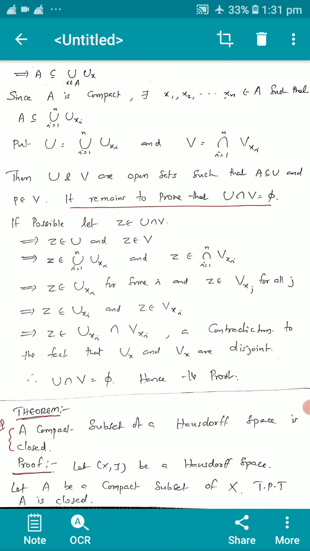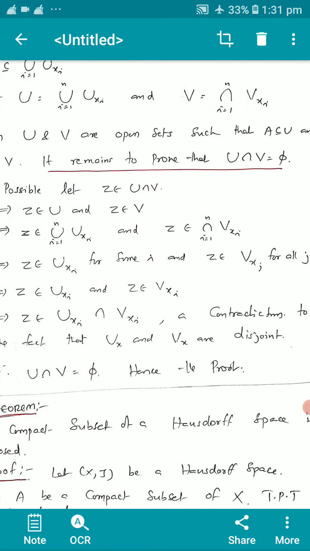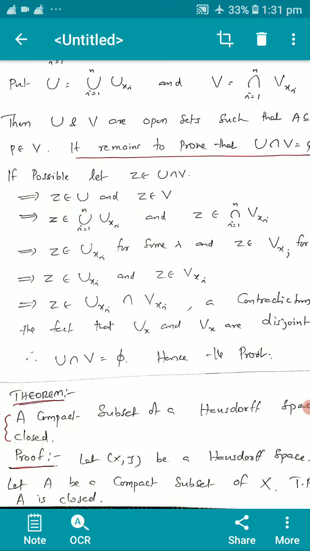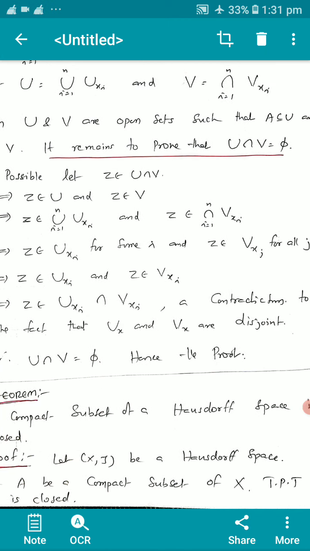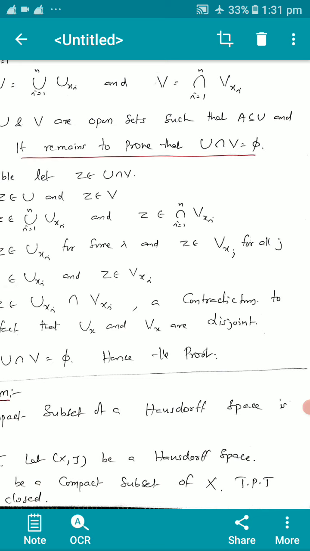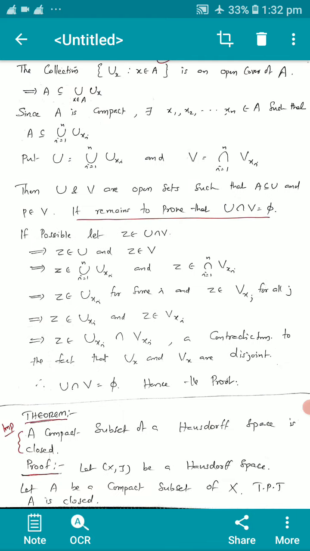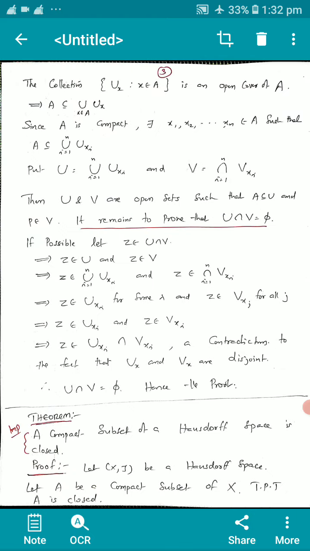That is, z is in Uxi for some i and z is in Vxj for all j. This implies z is an element of Uxi and z is an element of Vxi for a particular i. This implies z is an element of Uxi intersection Vxi, which is a contradiction to the fact that Ux and Vx are disjoint. That means we get a contradiction, so U intersection V equals phi, hence the proof.